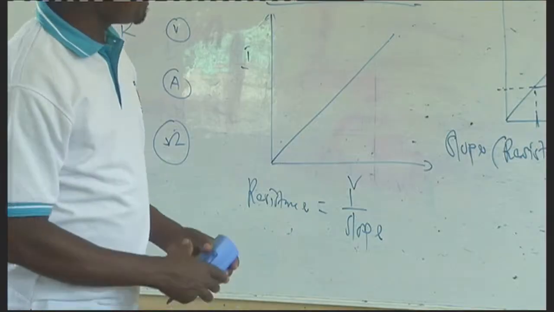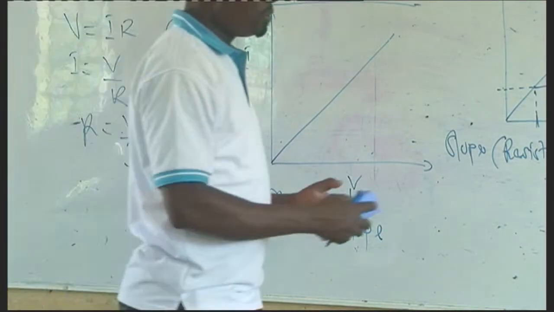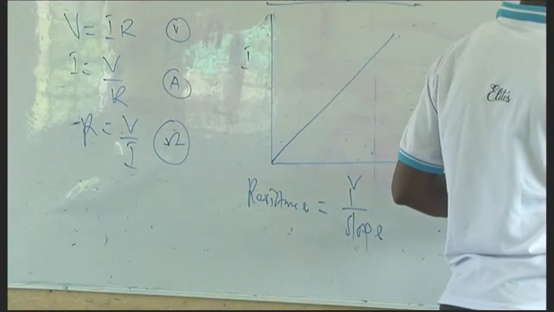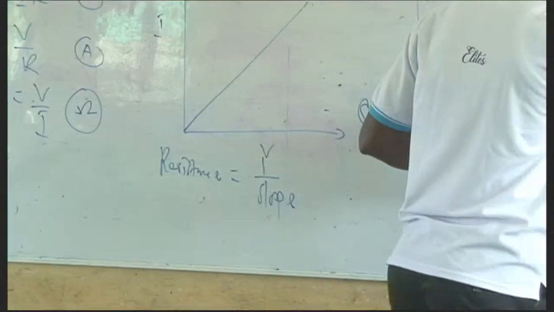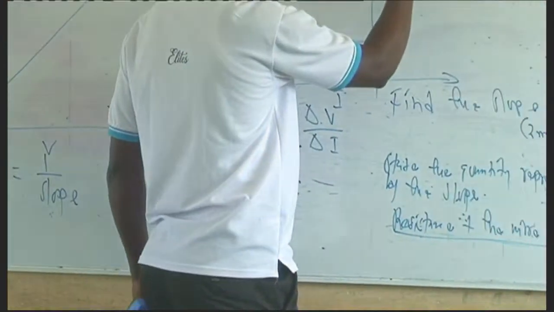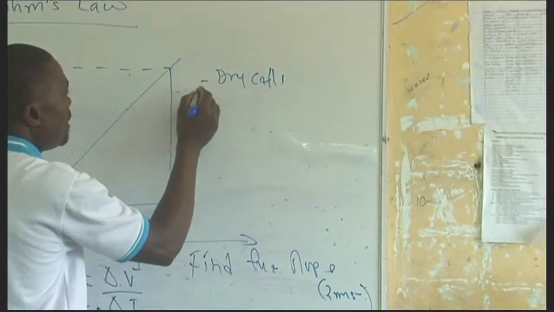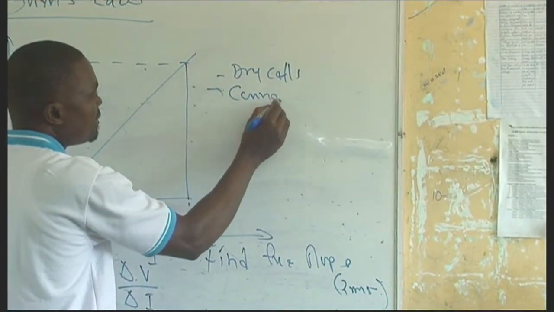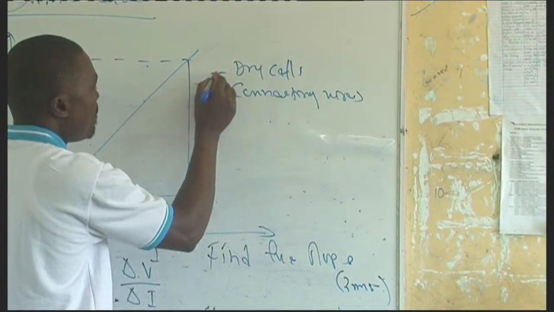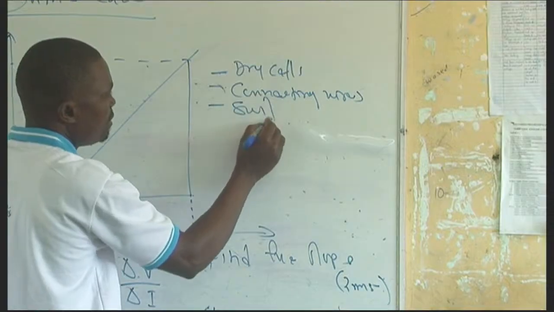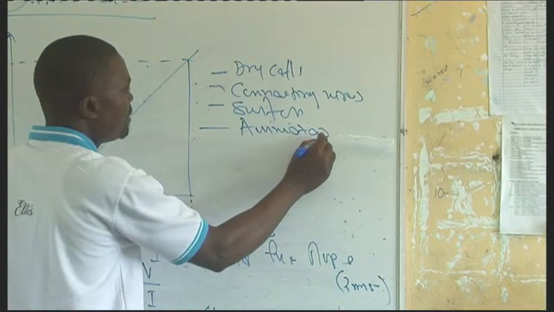Now, as we do this experiment of Ohm's law, I said that our apparatus were as follows. Our apparatus were dry cells. Another one was connecting wires. We also have a switch. You are using both an ammeter and a voltmeter.